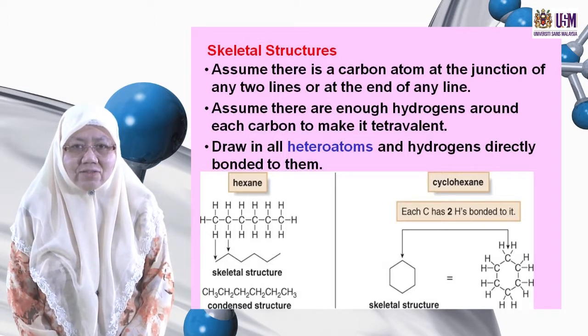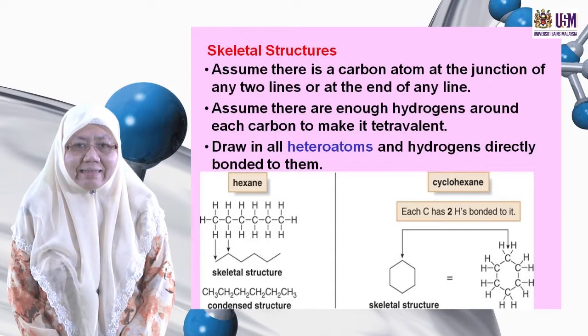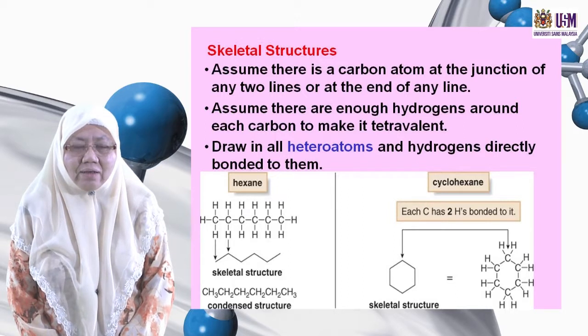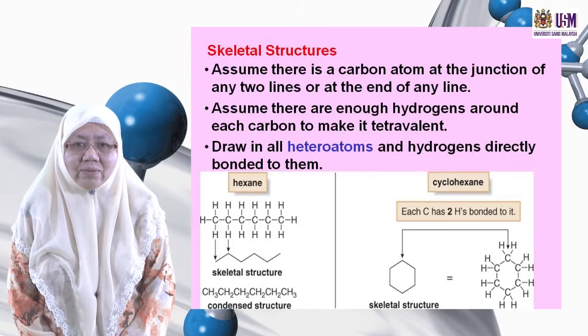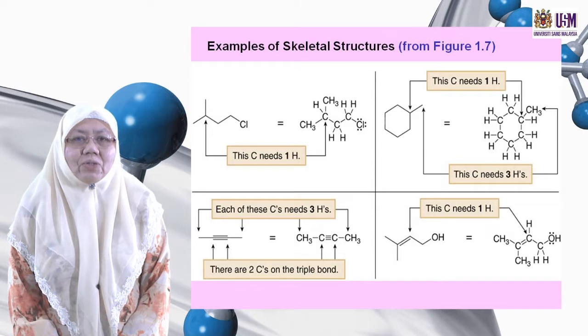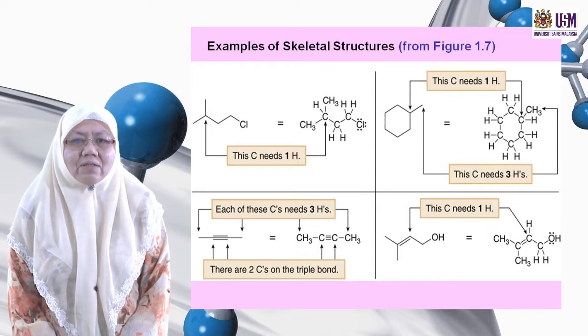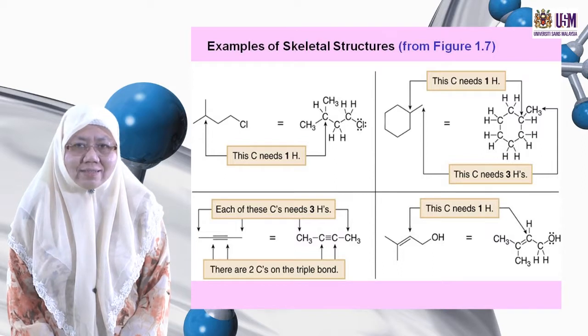So the skeletal structure for cyclohexane is the one that you see on the left, that is a circle with 6 corners showing 6 carbon atoms, and each carbon will have 2 hydrogens bonded to it to make it tetravalent. Okay, the following slide shows various examples of organic molecules in skeletal structures.